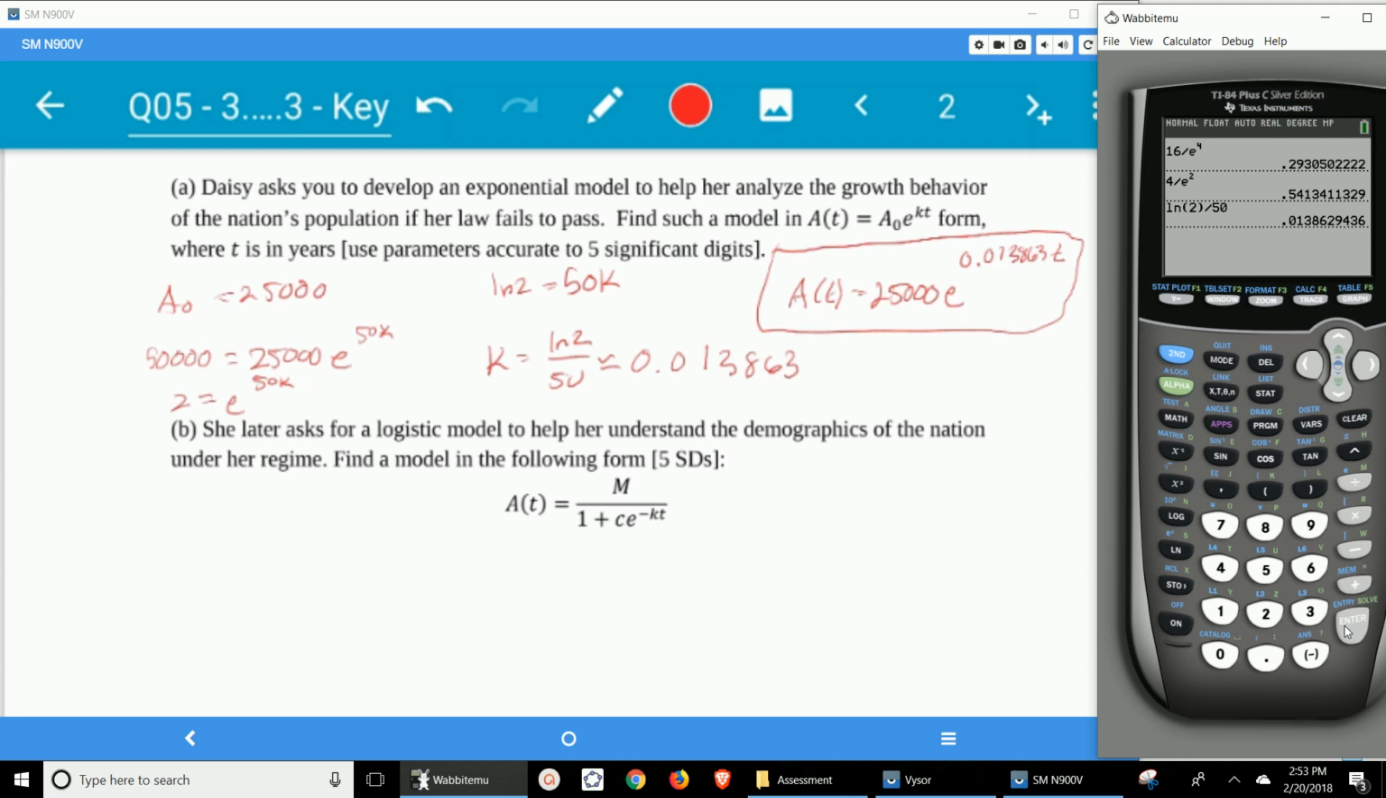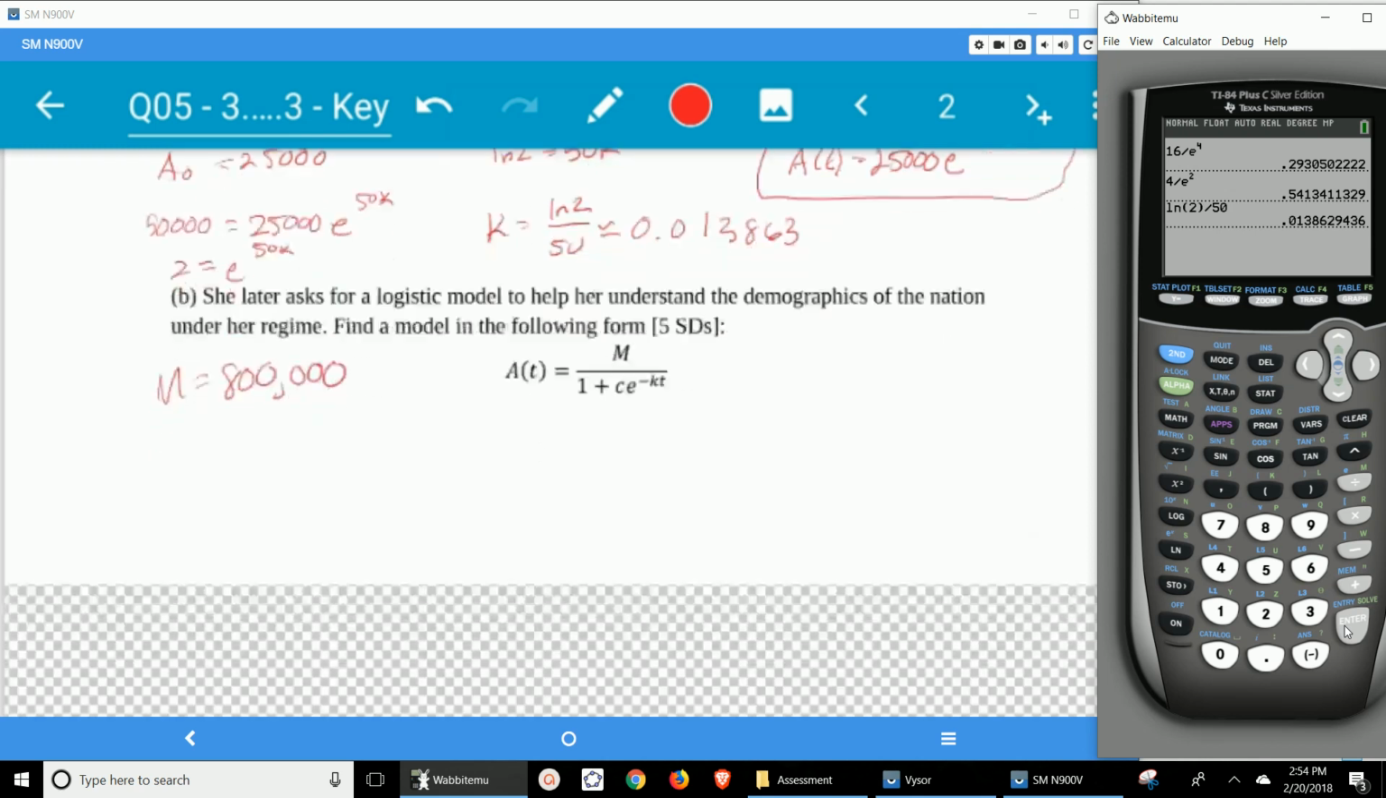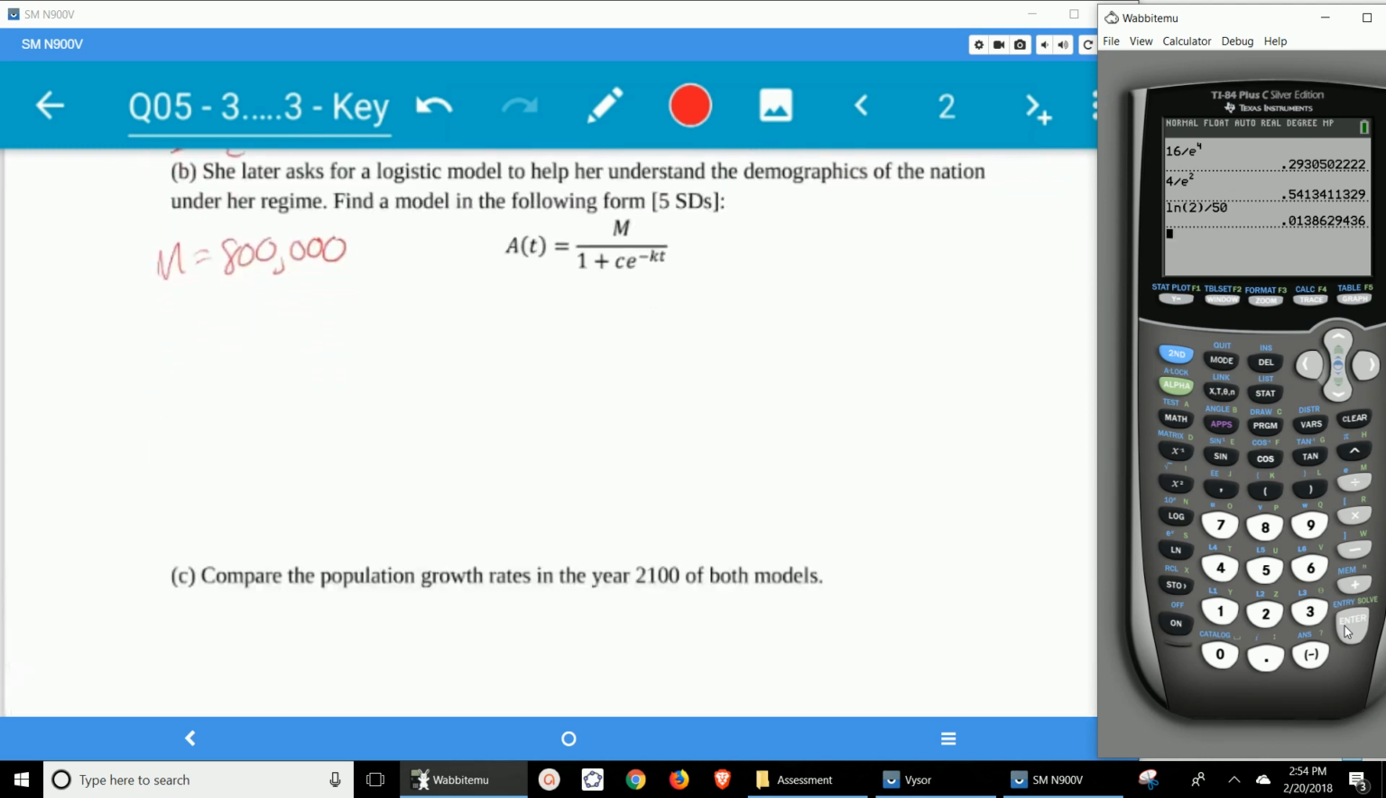Okay. Now, in an exponential model, you know the initial value first. But in a logistic model, you know M first. That's the capping value. Okay, it's like the horizontal asymptote. The thing is approaching the supremum of the function.